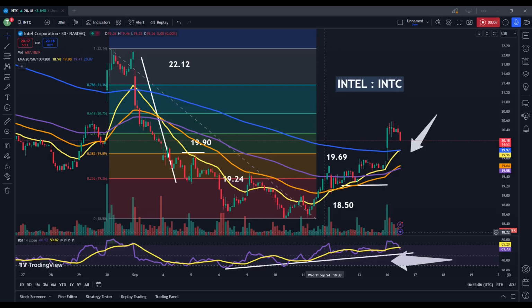Here we have the current stock market update for Intel Corporation, stock ticker INTC.